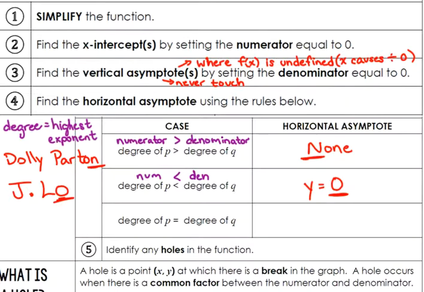Anyways, Dolly Parton, bigger on the top, no horizontal asymptote. J-Lo, bigger on the bottom, y equals 0. I'll just leave it at that.